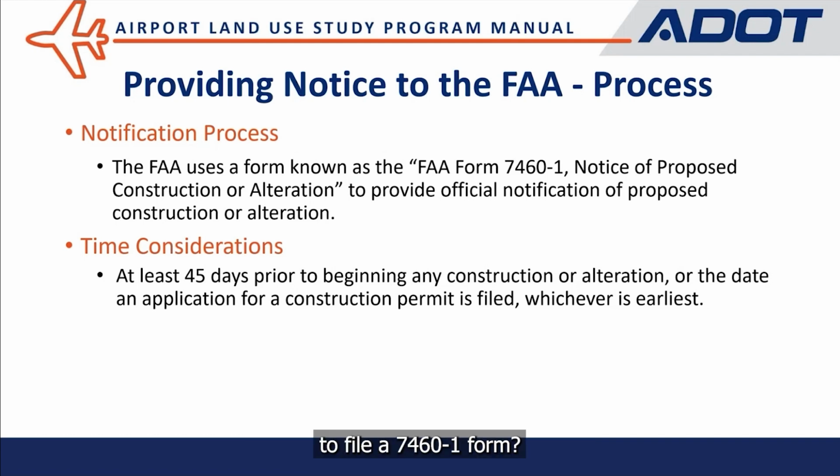So when is it required to file a 7460-1 form? The FAA requires submission of this form at least 45 days before the start of proposed construction or alteration, or the date an application for construction permit is filed, whichever is earliest. While 45 days is the official requirement per Part 77, it is recommended that the notice be given 60 to 90 days before planned construction to prevent any delays.